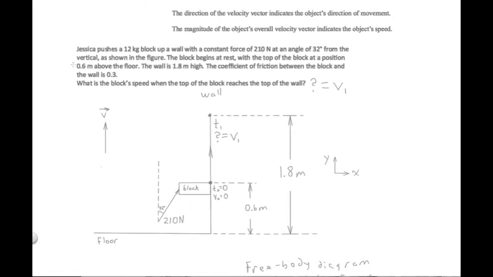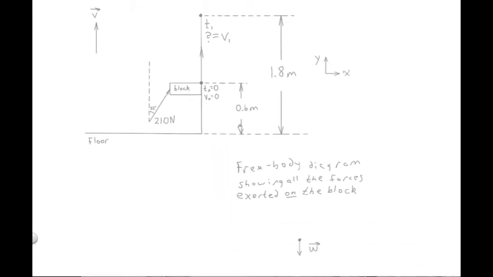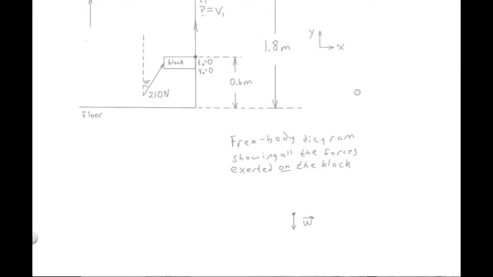Well, the first thing we notice is that Jessica is pushing the block, which implies that Jessica is touching the block. So Jessica can exert a force on the block because she is touching the block. And in fact, we have information about that: she's exerting a force of 210 newtons at an angle of 32 degrees, and that force is actually already drawn for us in our original sketch. Here was Jessica's force already drawn in the original sketch, so we simply need to transfer that force to our free body diagram.